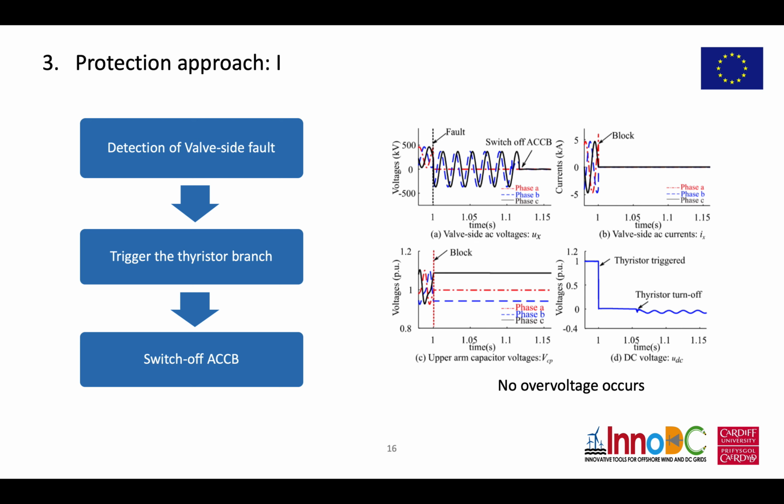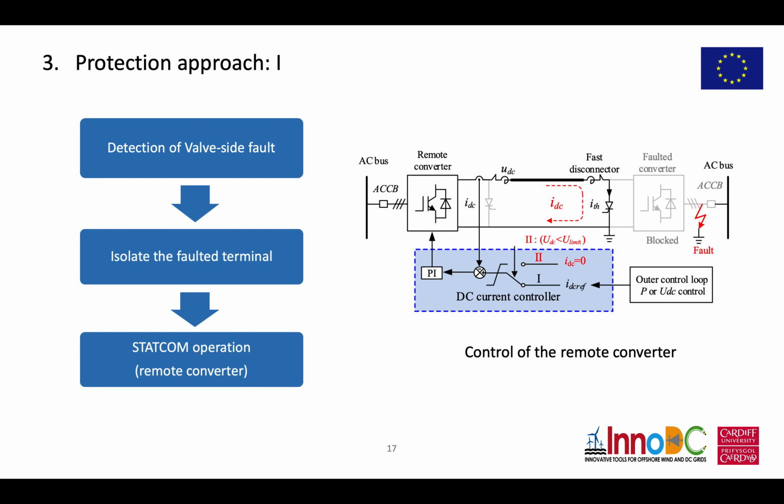We do a simulation to verify the proposed methods. With the proposed methods, if a valve side fault is detected, we trigger the Thyristor branch, then we block the converter. From the simulation results, we can see that with the proposed methods, there will be no module overvoltage happening here. This means the proposed methods can protect the MMC converter.